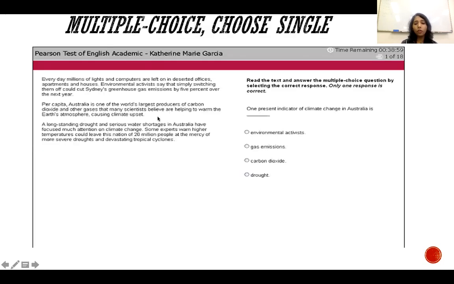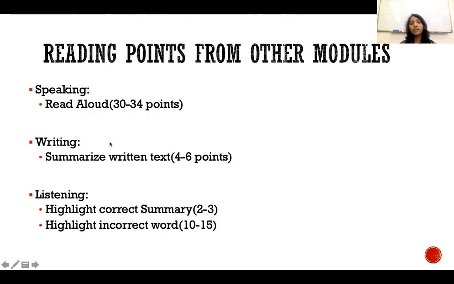And then from your writing question type, you get points from summarized written text. Summarized written text gives you about 4 to 6 points towards your reading. And from your listening module, there are 2 question types that transfer points towards your reading. Highlight correct summary transfers about 2 to 3 points towards your reading. Highlight incorrect words can transfer at least 10, or 10 to 15 points towards your reading.